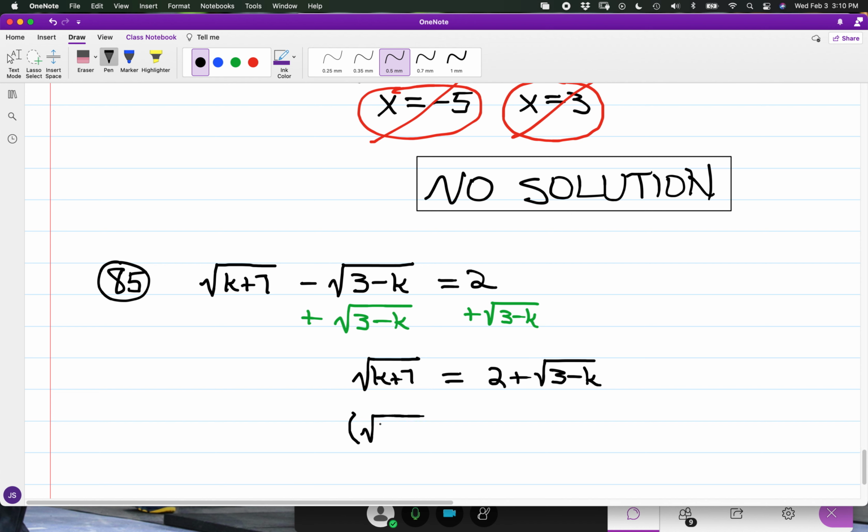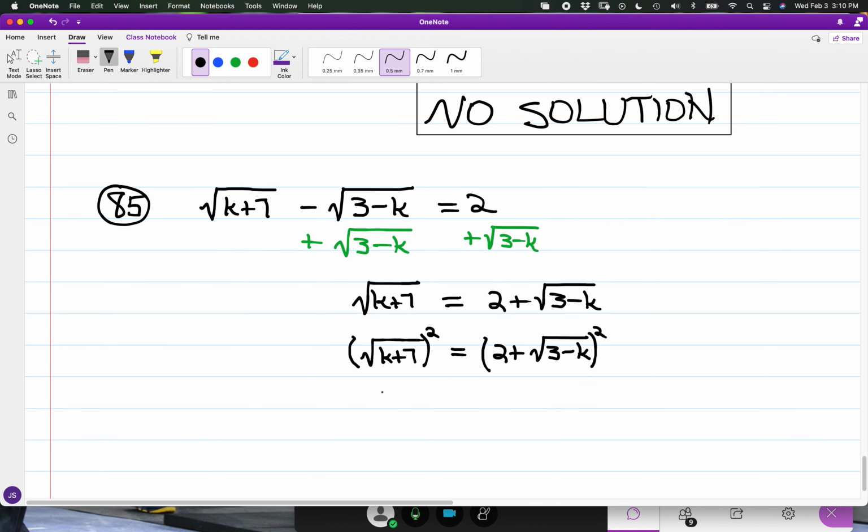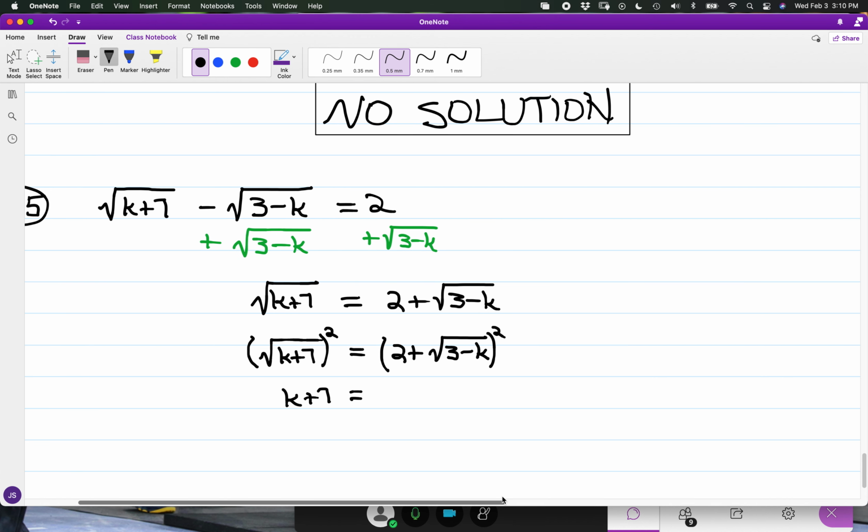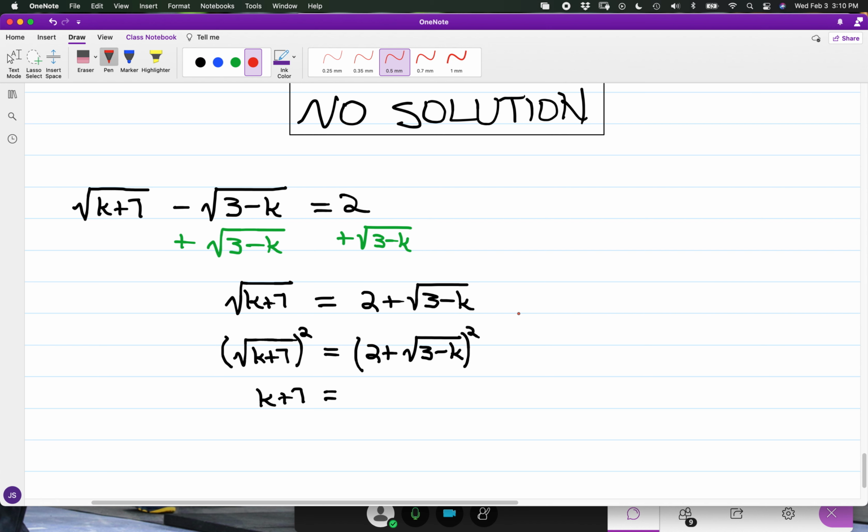So if I take both sides of the equation and raise to the second power, okay, left-hand side, we're going to have it k plus 7. And to the right, for the square of 2 plus the square root of 3 minus k. So again, we have 2 plus the square root of 3 minus k times itself.